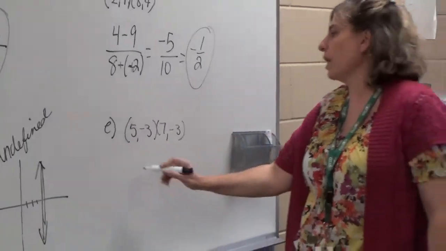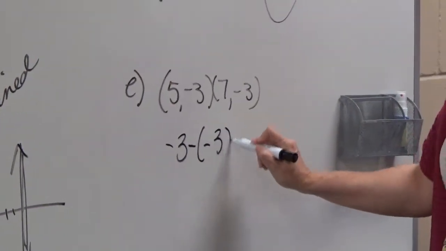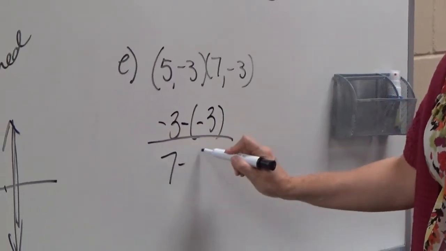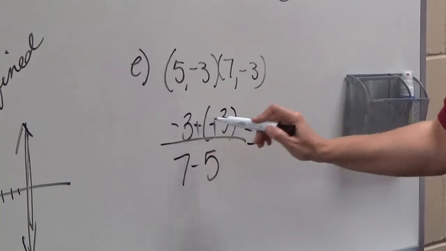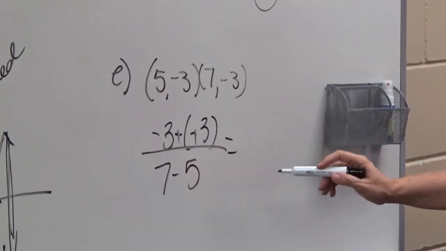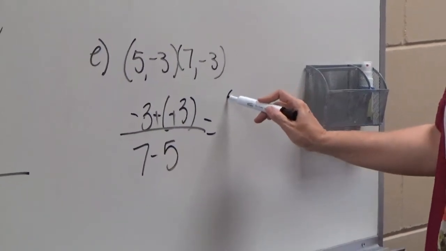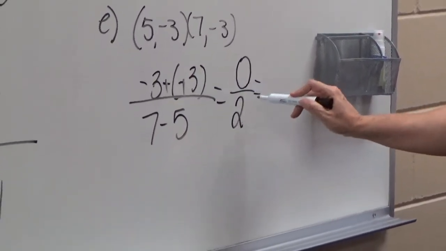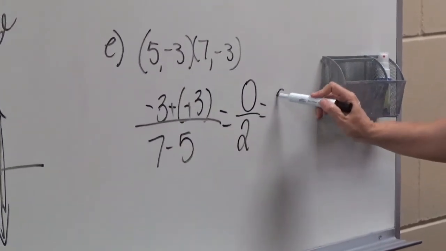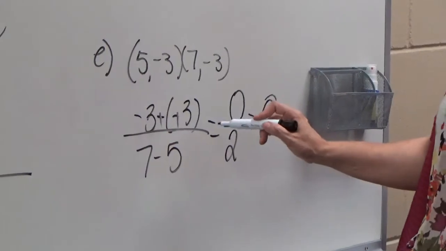Last one over here, y2, which is this one, minus y1 over x2 minus x1. Okay, we have a double negative again. This time I have a negative 3 plus 3. Those are opposite signs. I subtract the numbers and take the sign of the bigger number, but that's 0. 7 minus 5 is 2. When you have a 0 over 2, your slope is 0, because you can have a 0 in the numerator.